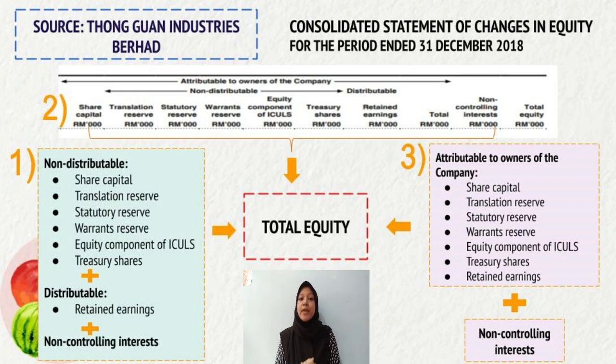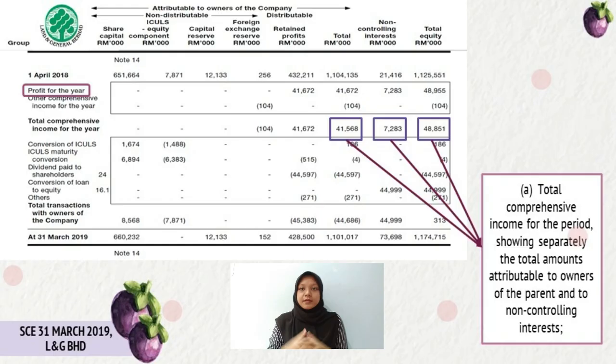Second method is where we can sum up all the total amount of equity components. And the last one is where the total amount attributable to owners of the parent plus the total amount of non-controlling interest will give the total equity.